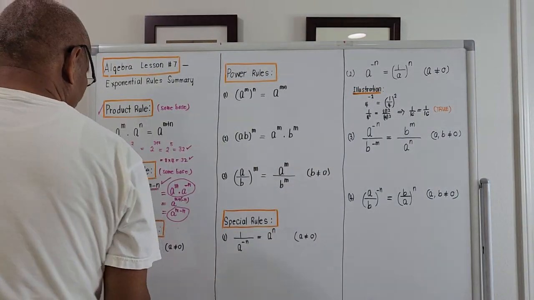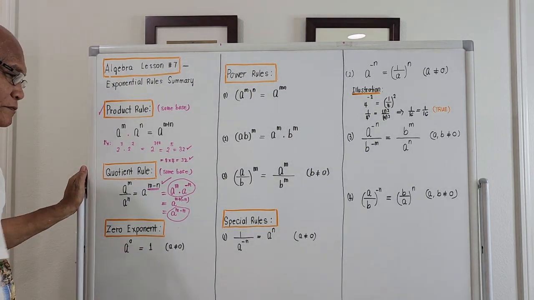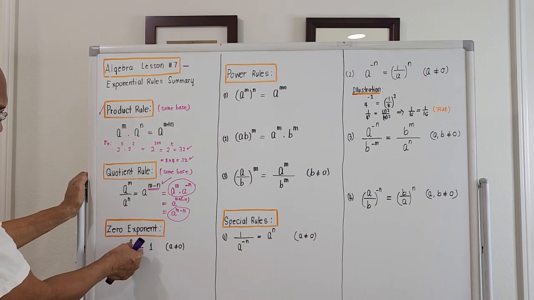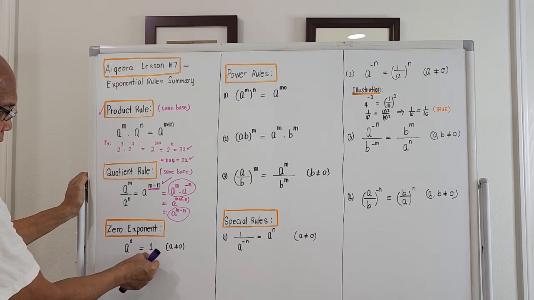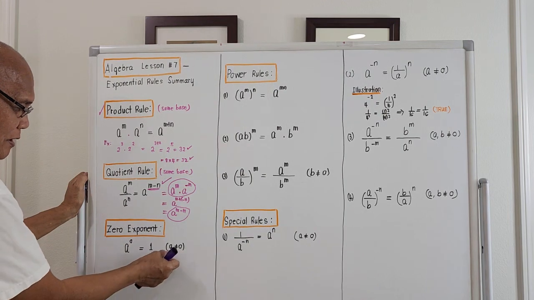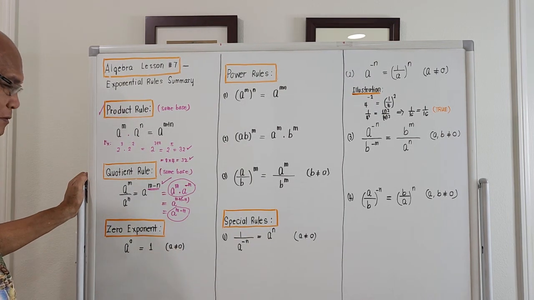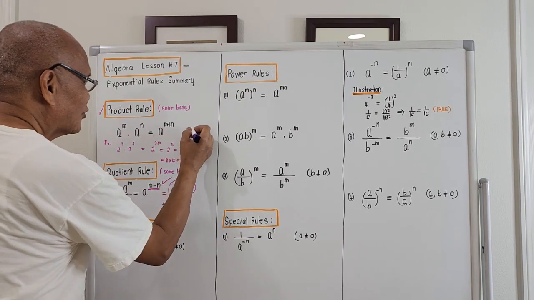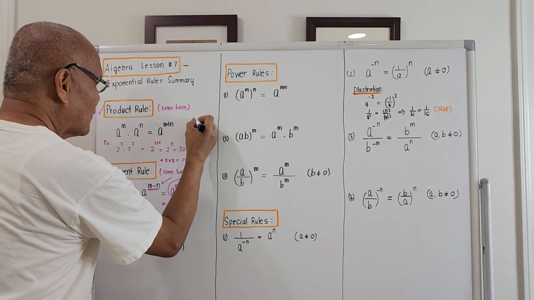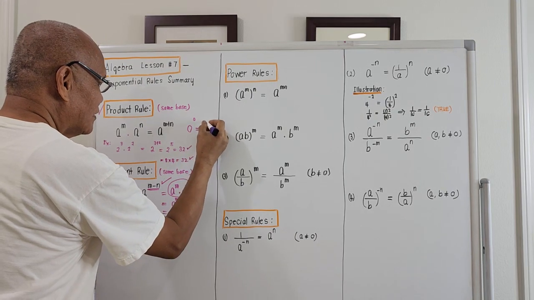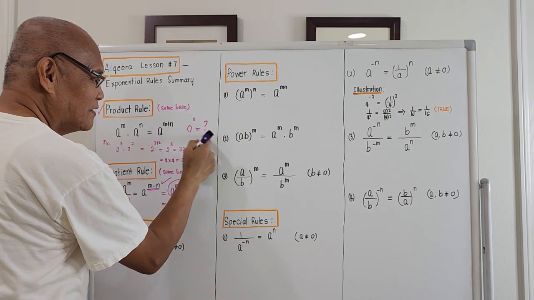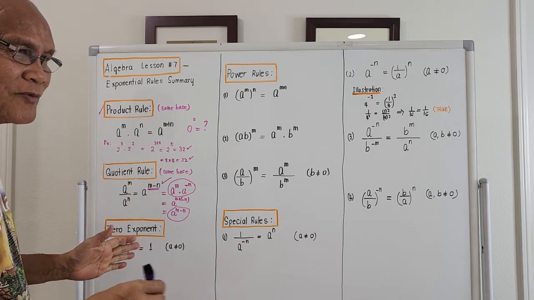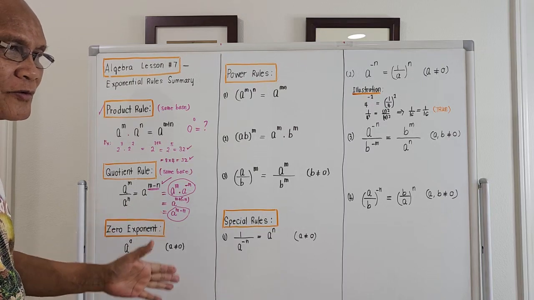Number 3, the zero exponent. In general, a raised to 0 power will be equal to 1 with the given condition a is not equal to 0. Because if a is equal to 0, what will come out will be a 0 raised to 0 power. Okay, and this is indeterminate. Okay, we could not evaluate that one under mathematics. That's why we term it indeterminate.